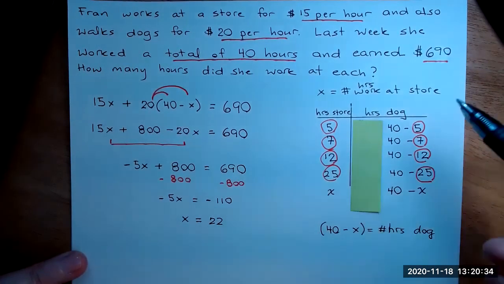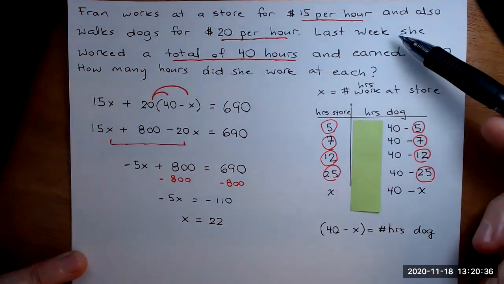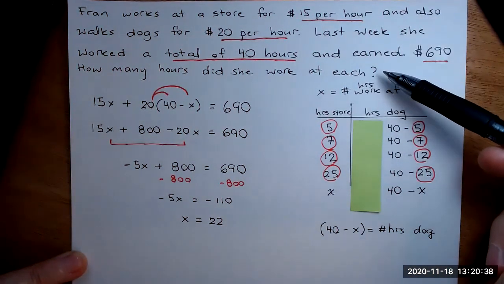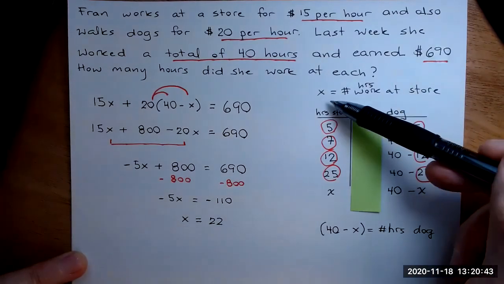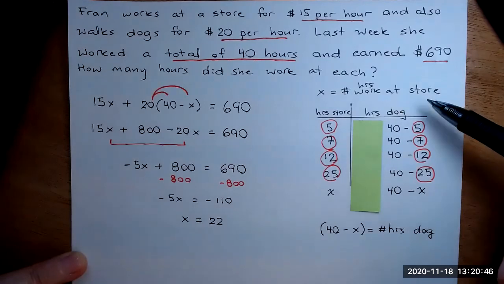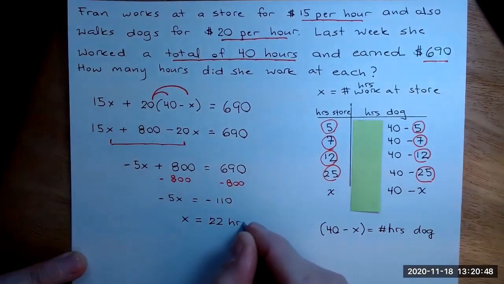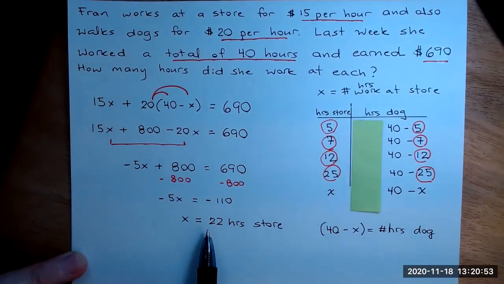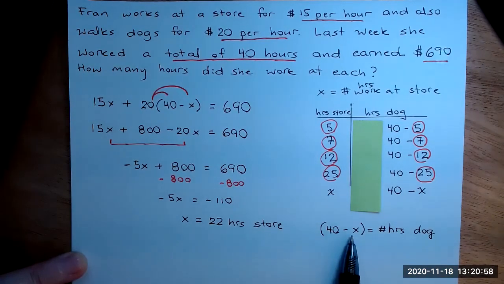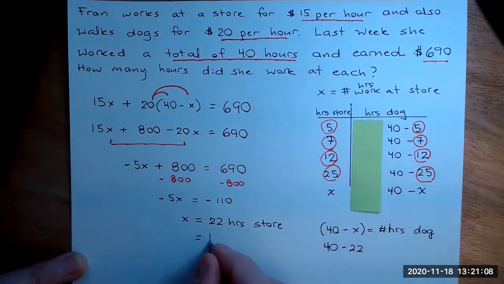And then go back and reread your original problem. And it asks, how many hours did she work at each job? So we remember that X is the number of hours that she worked at the store. So that would be 22. And then to find the number of hours that she walked the dog, we subtract that from 40 and get 18.